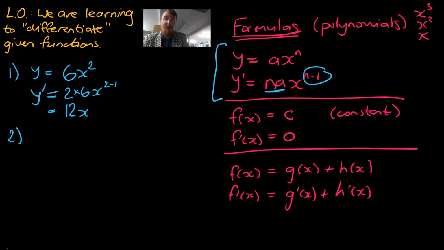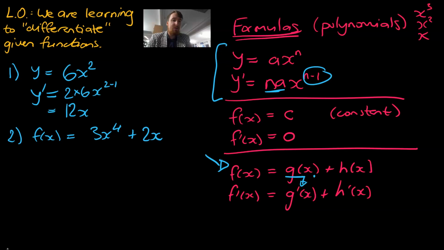So let's have a go at another example. Let's say there are maybe 2 functions, like this formula down here. So we'll change our notation to f(x) as well. So if f(x) is equal to 3x to the power of 4 plus 2x, what would the derivative of that be? So we have multiple parts, so we're looking down here. The first step is to differentiate g, or the first part of our formula.